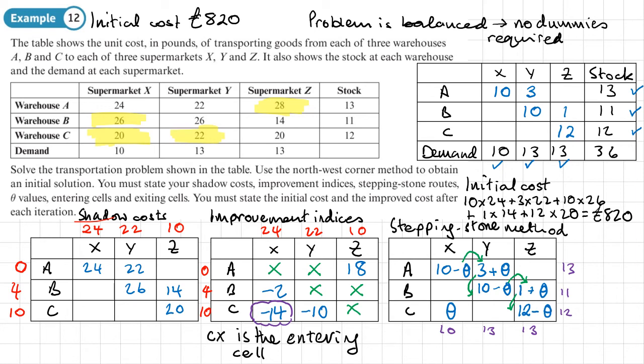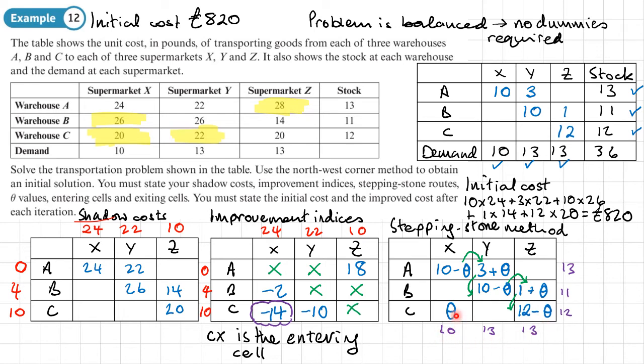Now if this is all done correctly, every row and column should balance. So this balances to 13, and notice that this row also balances to 12. So that's the stepping stone method. Make your most negative improvement index theta, go back to your initial solution for your transportation of stock, not the cost, the stock, and rebalance the cells, stepping horizontally and vertically from one cell to another until you reach the last cell and the levels of stock and demand are rebalanced.